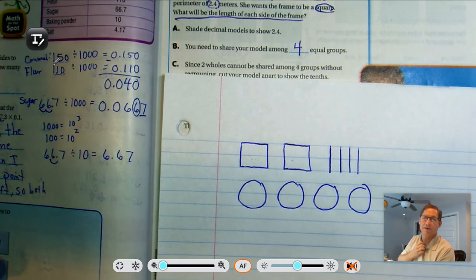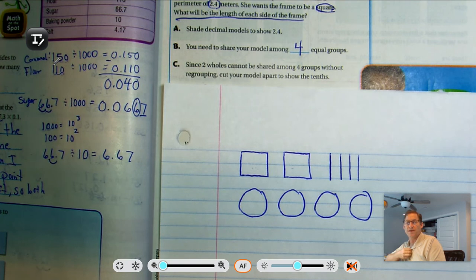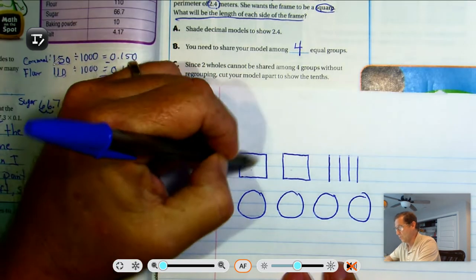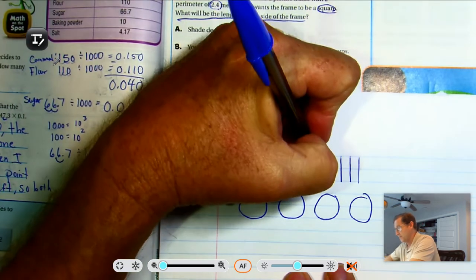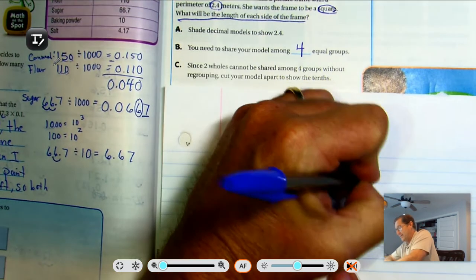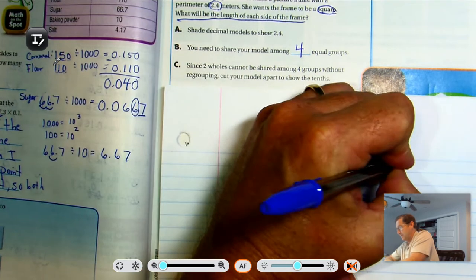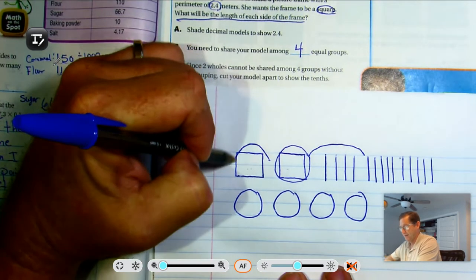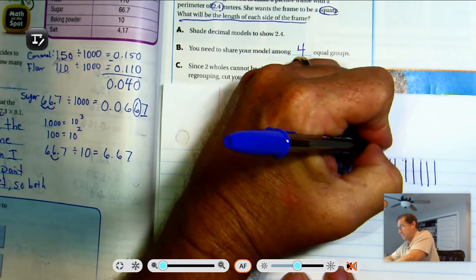No, it wouldn't work, right? So since we can't do that, we're going to have to regroup. And if I was using an actual full-scale model, I would cut the tenths apart out of the whole. But what we can do here is just circle each one and trade the whole for 10 tenths. That's 5 tenths, 6, 7, 8, 9, 10. And we can take this tenth and also trade it for another set of tenths.